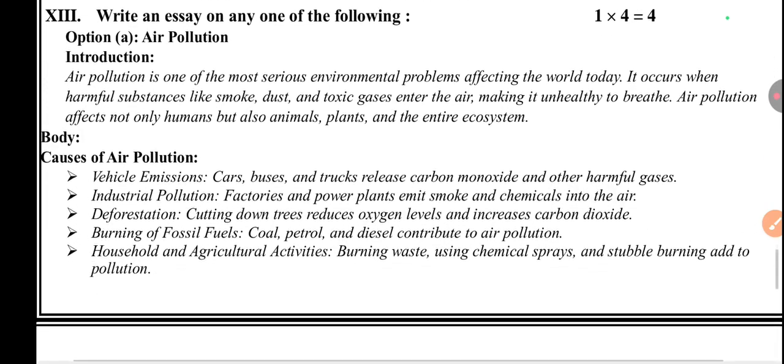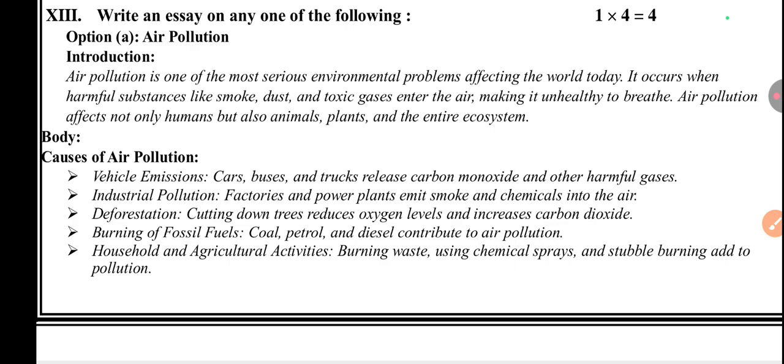Question main number 13. Write an essay on any one of the following. Okay, it's a 4 mark question. I think three topics they given. Out of three, any one essay you are able to write.